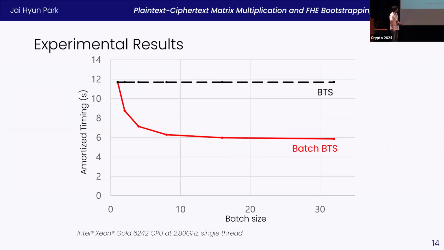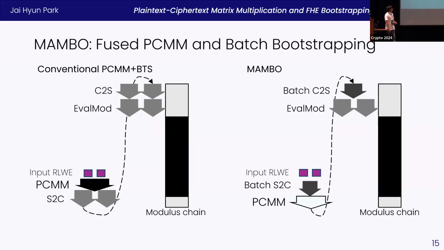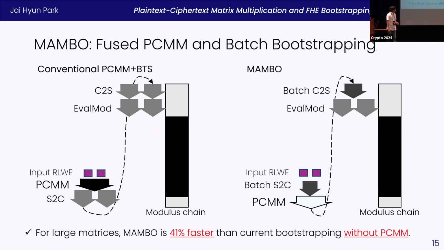With that, we made an evaluation. If there are 32 batches, the batch bootstrapping has about twice higher throughput compared to the existing bootstrapping. And finally, we can fuse PCMM and batch bootstrapping, and compared to the current bootstrapping without PCMM mode for large matrices, the fused bootstrapping with PCMM was faster by 41%.